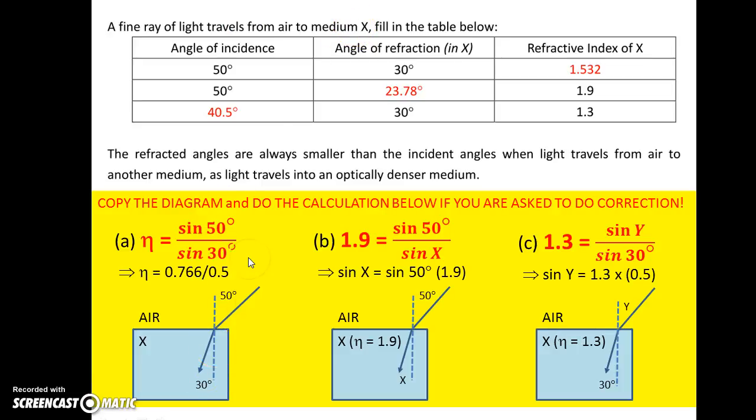When you apply Snell's law, you should substitute the sine value of the incident angle, which is the angle in air, as the numerator, and then the sine value of the refracted angle as the denominator, as shown below. And don't forget to find the value of eta, x, and y in these equations.